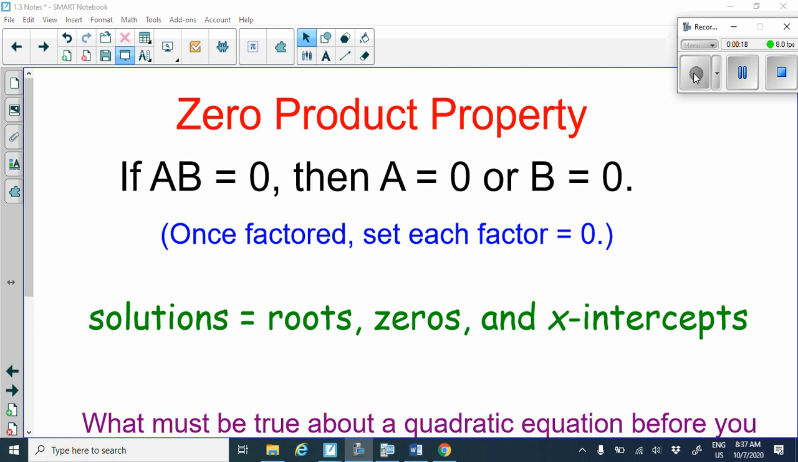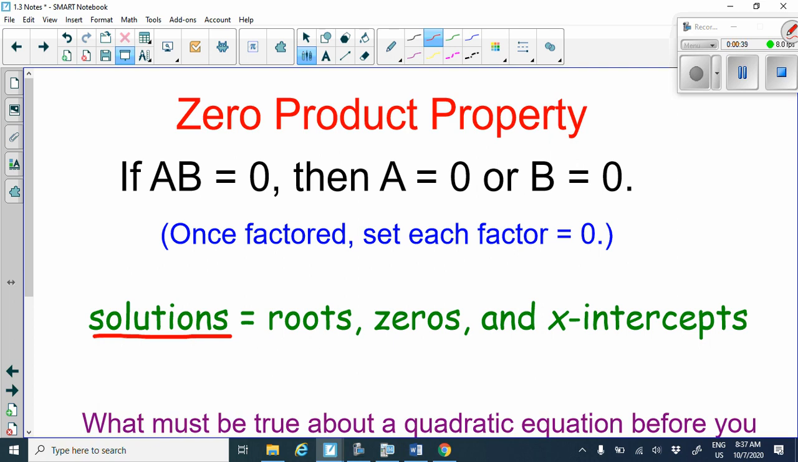And so what this means is once you factor the quadratic, you're going to set each factor to 0 and solve. So when we are solving, these are what we call our solutions. Whenever you get your x equals, or whatever variable equals, that's your solutions. Now there are some other names to these. The other names are roots, zeros, and x-intercepts.